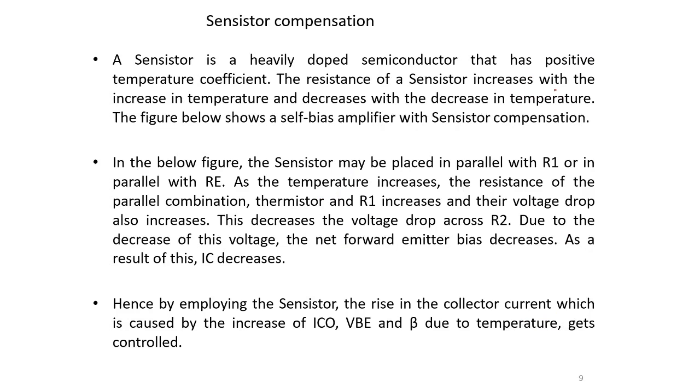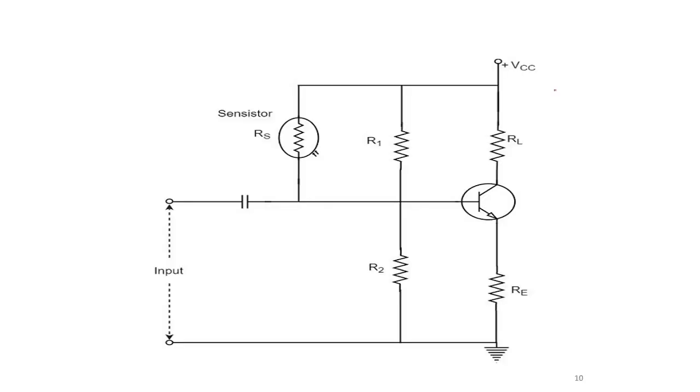Next one is the sensistor. Sensistor has a positive temperature coefficient, which is nothing but whenever the temperature increases, the resistance of the sensistor increases. Whenever the temperature decreases, the sensistor resistance decreases. If you observe, this is a circuit for sensistor compensation. Already we know that as the temperature increases, the resistance value is going to increase.